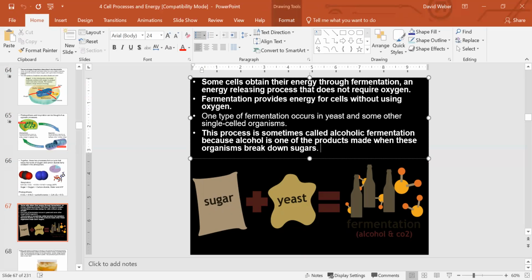Now, we need to talk about another process that does not use oxygen, okay? And this is called fermentation. So some cells obtain their energy through a process called fermentation, which is an energy releasing process that does not require oxygen. It doesn't need it, okay? It's sugar, an organism called yeast, and it produces two things: alcohol as a byproduct and carbon dioxide as a byproduct.